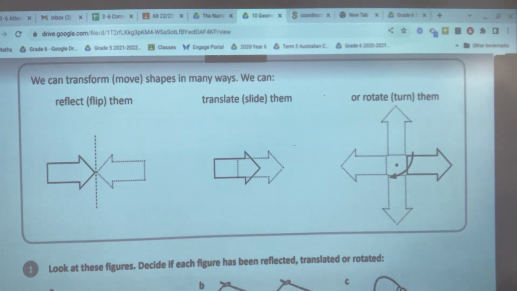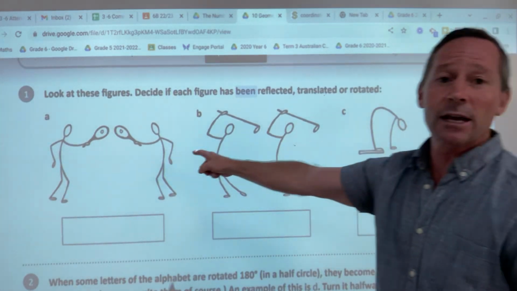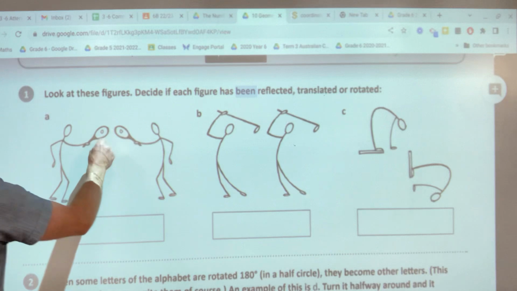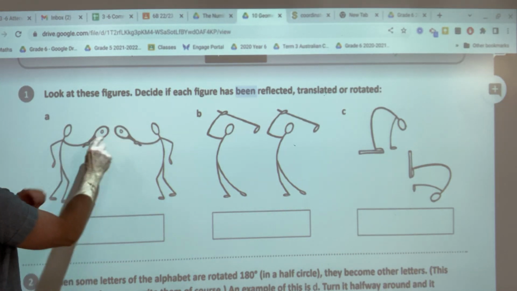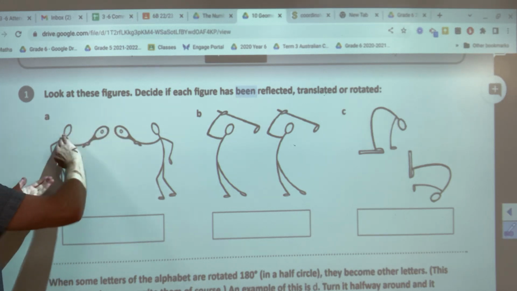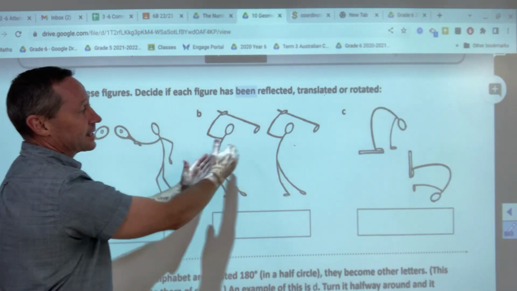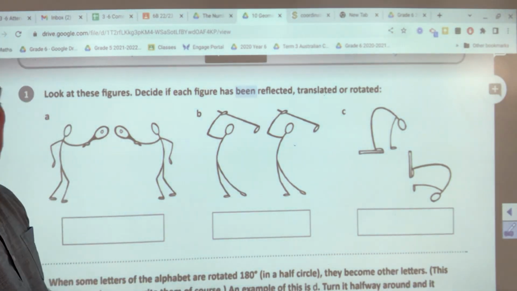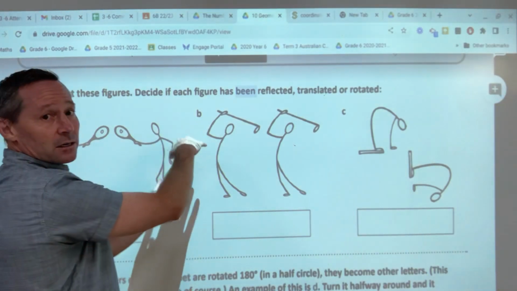So if I just scroll down a little bit further, here's a couple more shapes. I've got this tennis player here. This is the original one, he's holding it here. If I put a line of symmetry here, it's going to flip over. You can see the racket would be here. It's just flipped over. This one here is being flipped over from here to here, or not? What would you say that one is? Would you say that's being reflected?